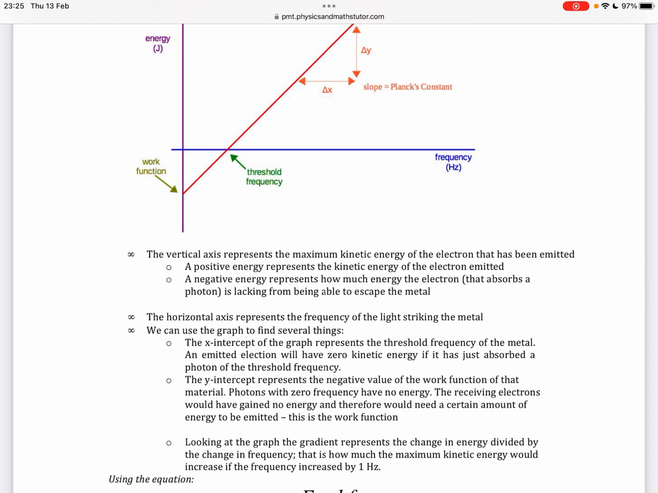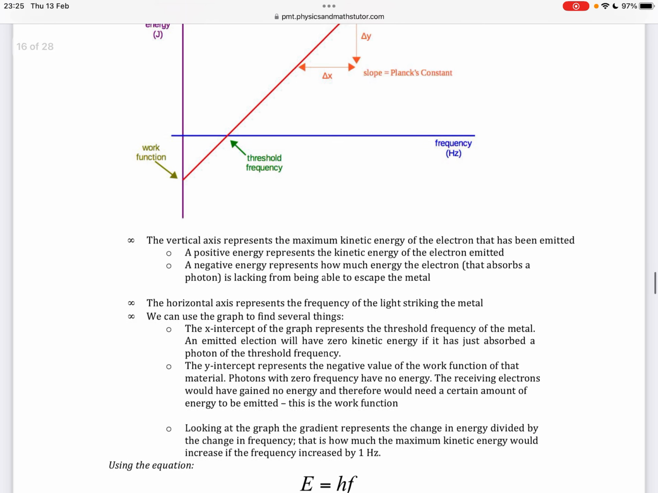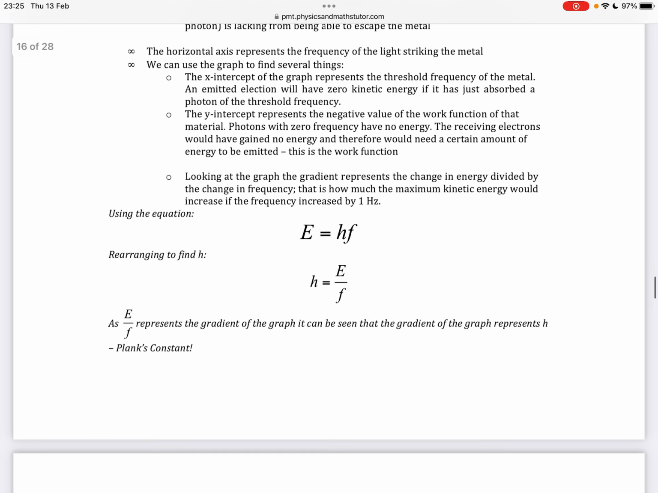The vertical axis represents the maximum kinetic energy of the electron that has been emitted. Positive energy represents the kinetic energy of the electron emitted. Negative energy represents how much energy the electron that absorbs a photon is lacking from being able to escape the metal. The horizontal axis represents the frequency of the light striking the metal, and we can use the graph to find several things. The x-intercept of the graph represents the threshold frequency of the metal. An emitted electron will have zero kinetic energy if it has just absorbed a photon of the threshold frequency.